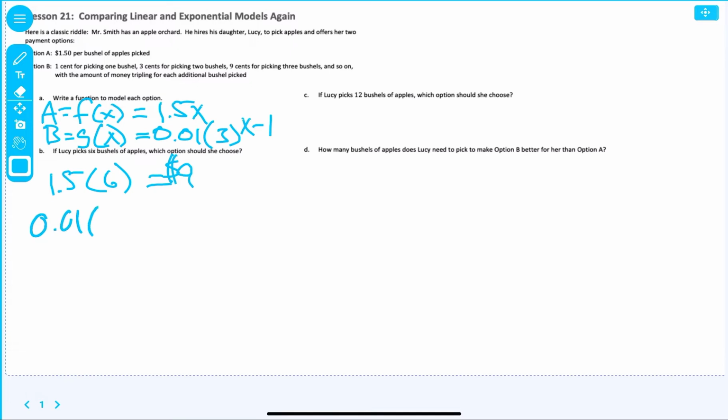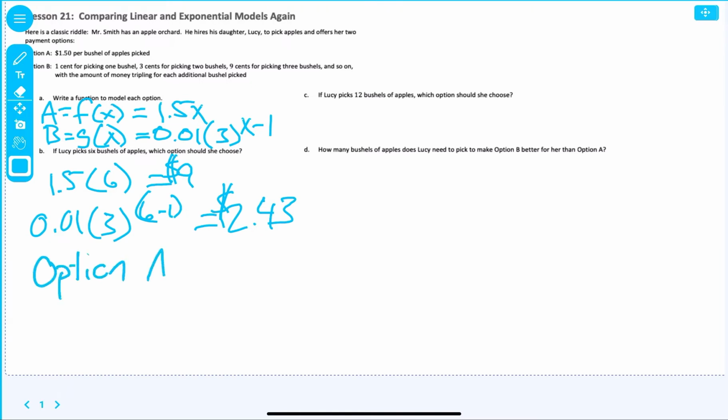Now, 0.01 times 3 to the 6 minus 1 power equals what? No. You would have to say 3 to the 5th power times 0.01. $2.43. That's trash. We're going to go with option A, right?